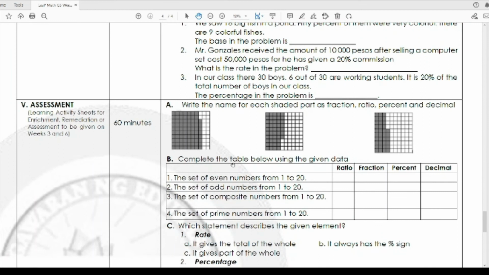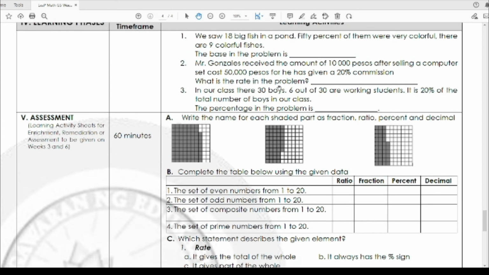Letter B, complete the following table below using the given data. Again, the set of even numbers from 1 to 20. So what are those even numbers from 1 to 20? You will write it in ratio, in fraction, in percent, and in decimal. Number 2, set of odd numbers from 1 to 20. Before, in our previous examples, we used 100, but this time we only go from 1 to 20.